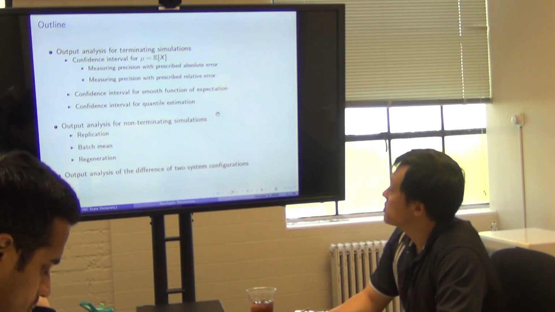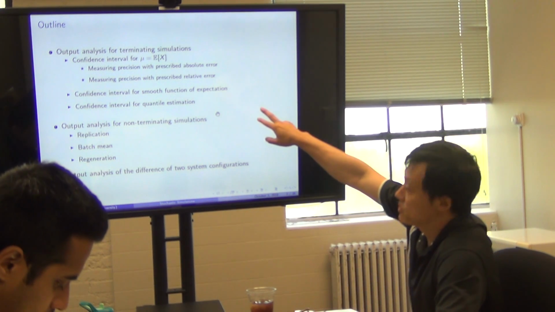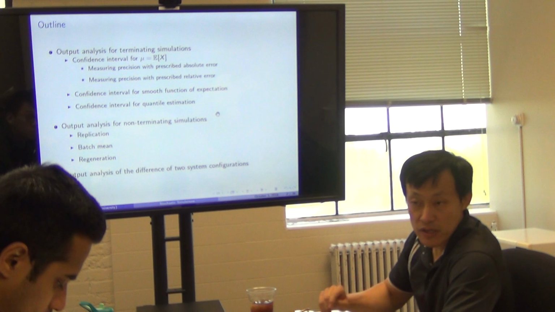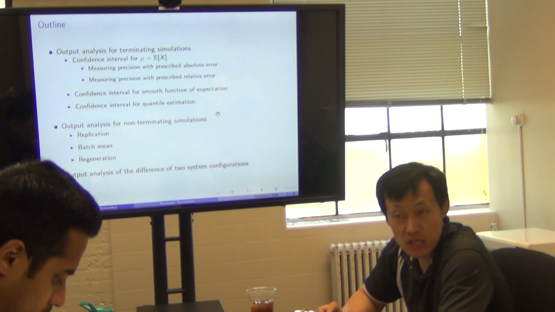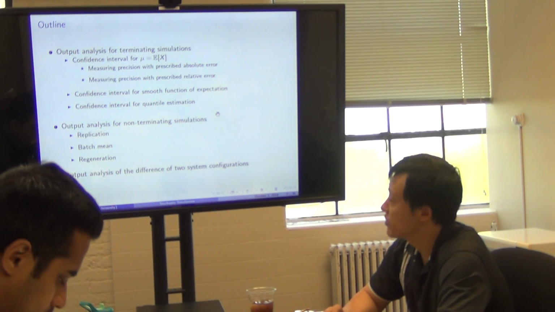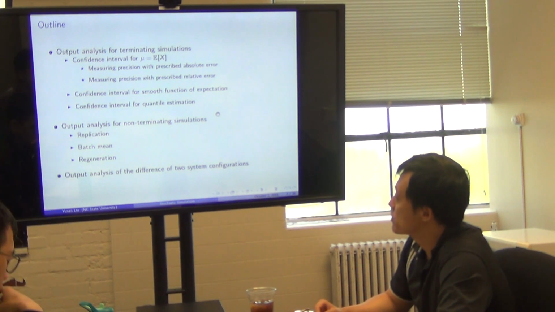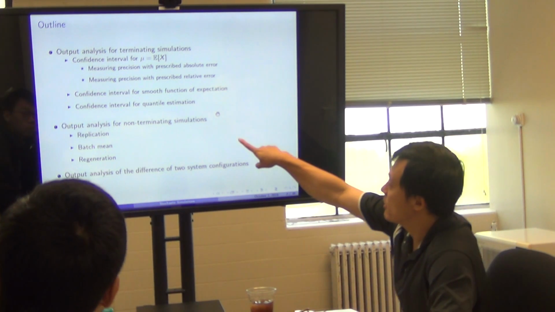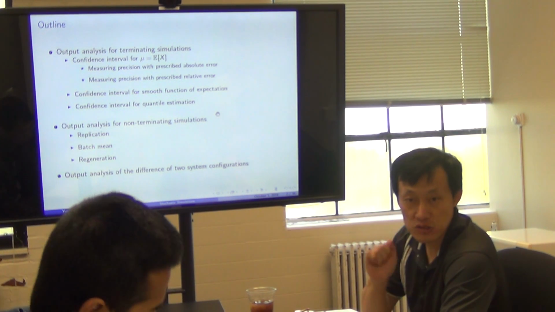Okay, so this is the outline. We're going to talk about confidence interval for the estimation of expectation. What if you don't want to estimate expectation? What if you want to estimate variance? What if you want to estimate something else, like quantile, right? We'll talk about the other things briefly. So actually we're going to talk about a more general framework. The second bullet point here is confidence interval for smooth function of expectation. You will see what it means and you will see how useful it is later.